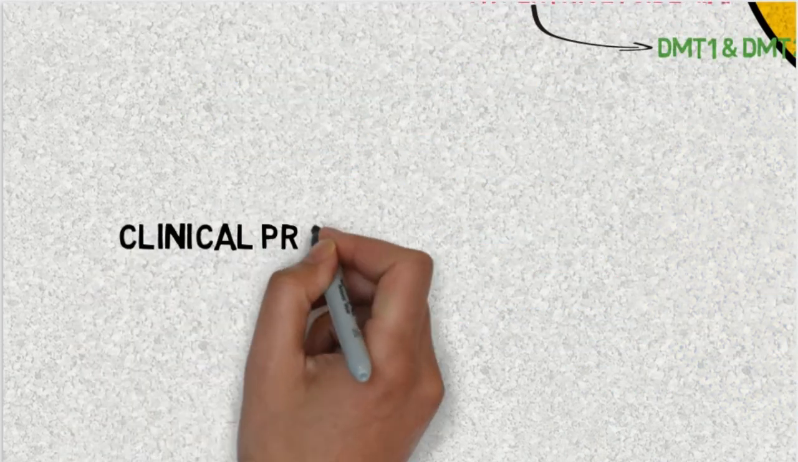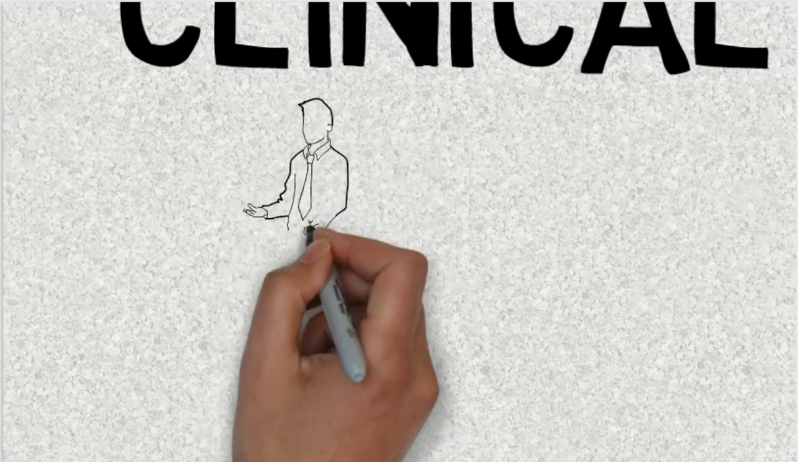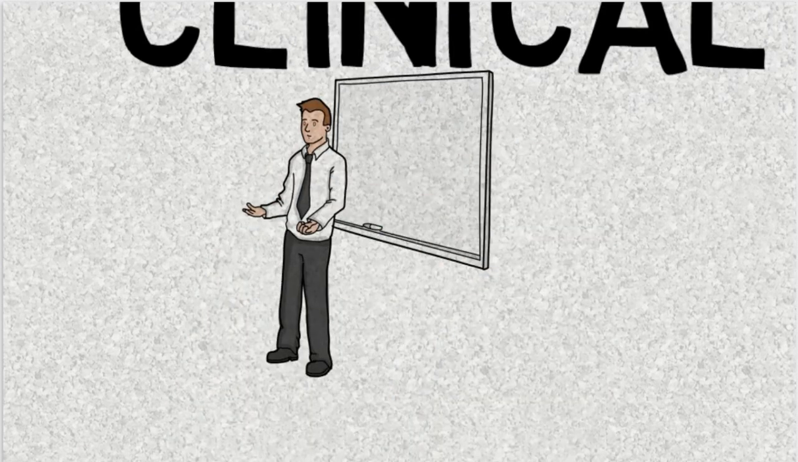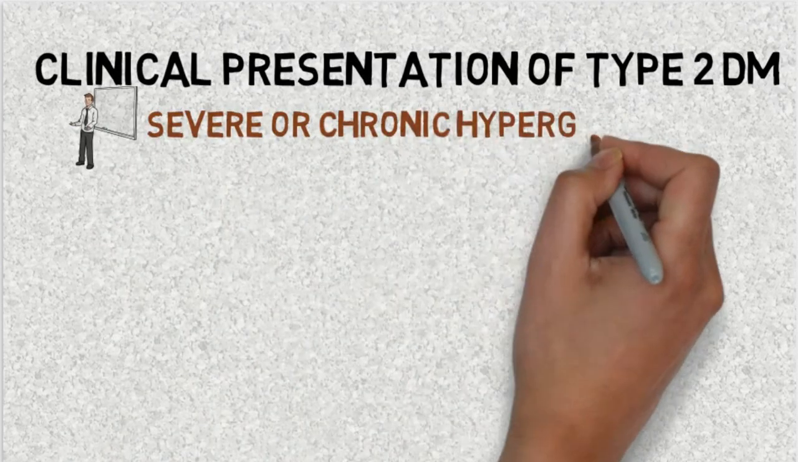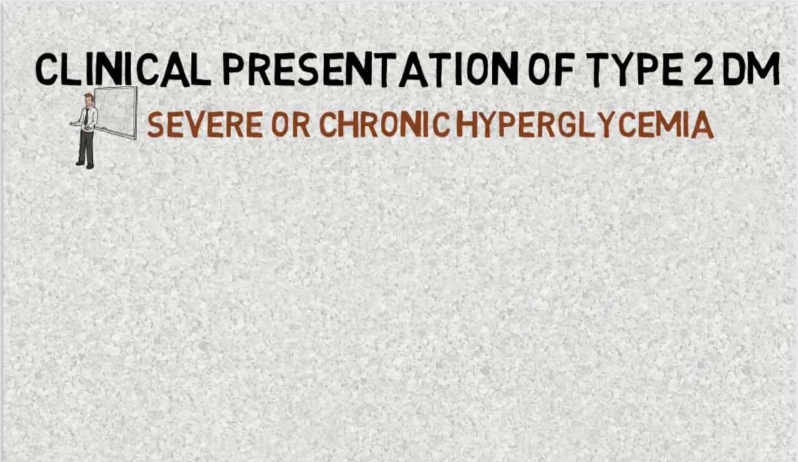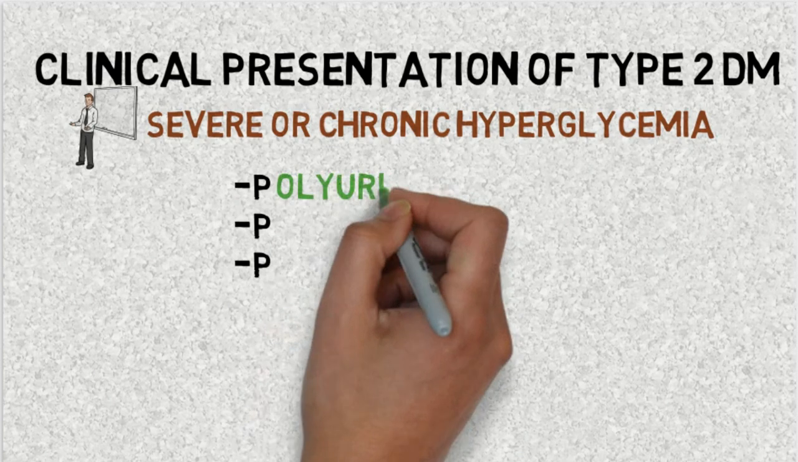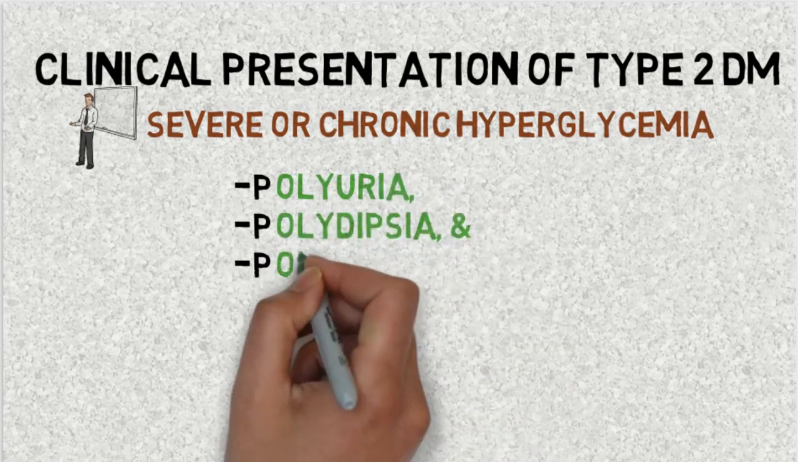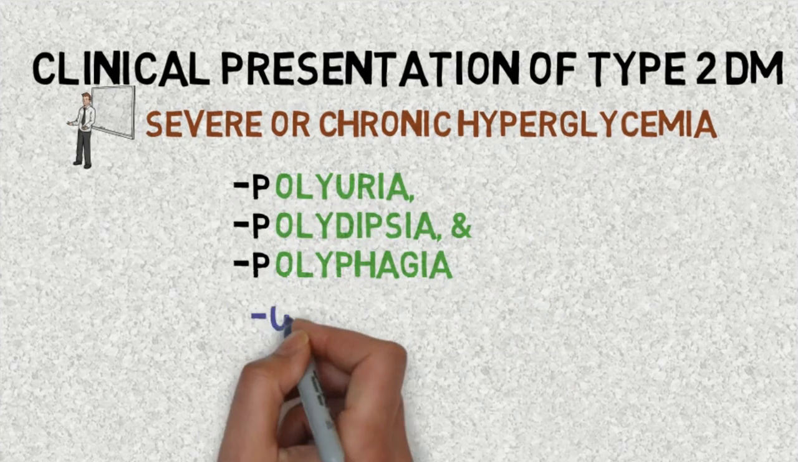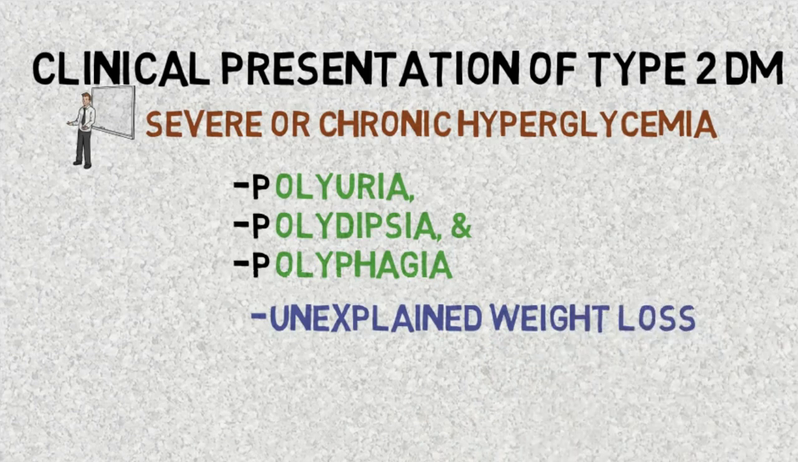Clinical presentation of type 2 diabetes mellitus. The clinical presentations of type 2 diabetes mellitus are due to severe or chronic hyperglycemia, where glucose accumulates in the blood. These are known as the 3 Ps. These are polyuria, polydipsia, and polyphagia. But also, unexplained weight loss. I am going to explain the pathophysiology behind each clinical presentation mentioned above.